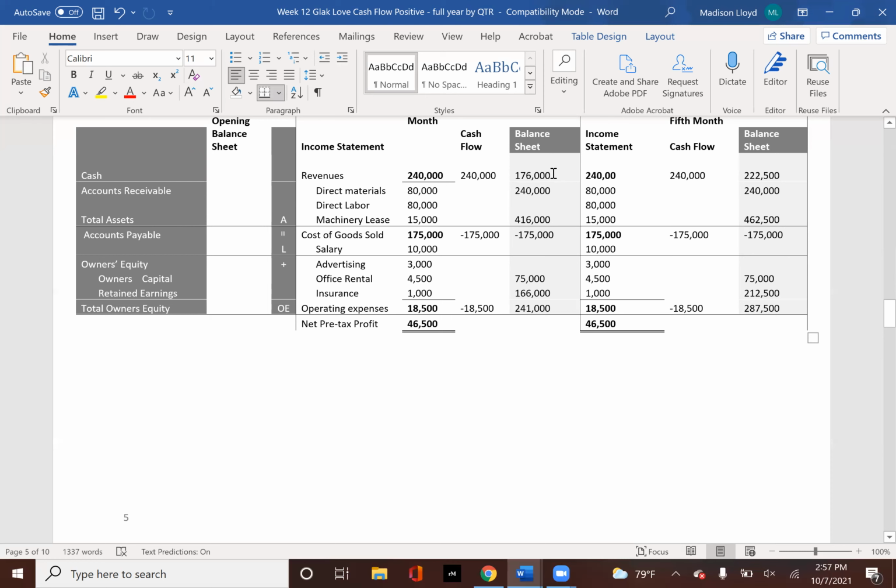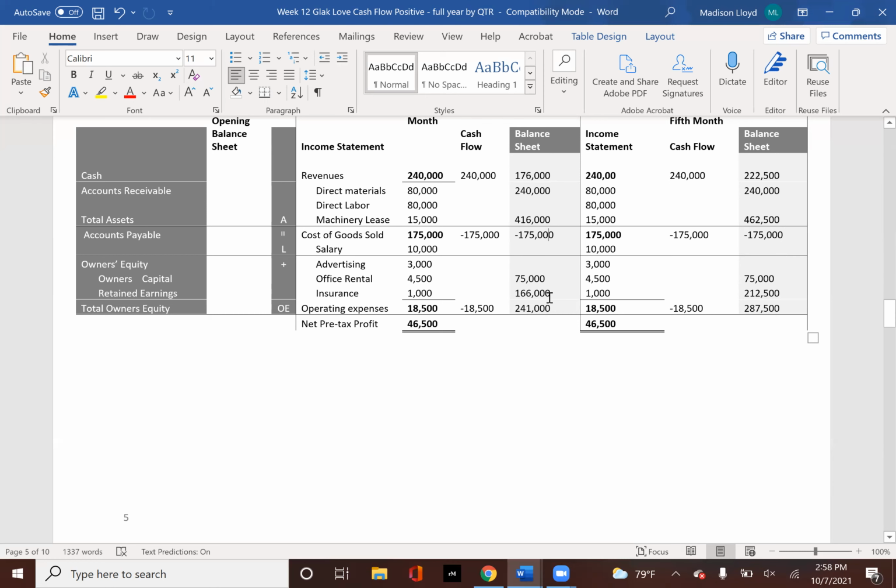Remember, total assets are our cash plus our accounts receivables. That equals $416,000. We record this month's cost of goods sold right here in our accounts payable tab, because that's the account that we're liable to pay next month. So we record it right there as a negative. Owner's capital is always going to be $75,000.